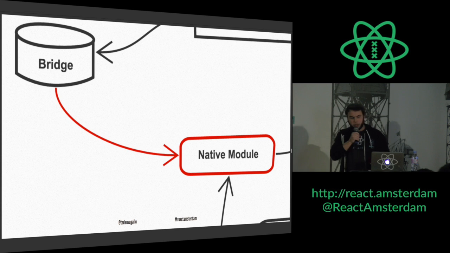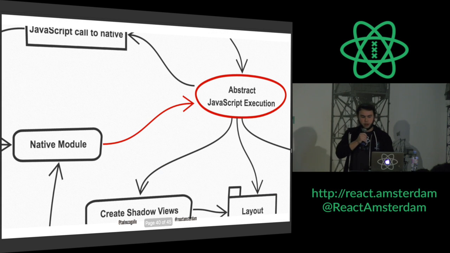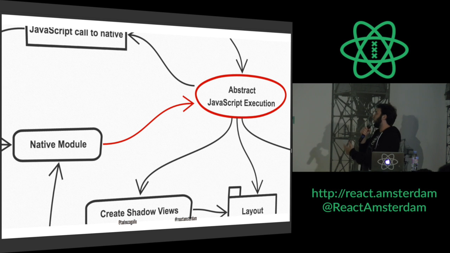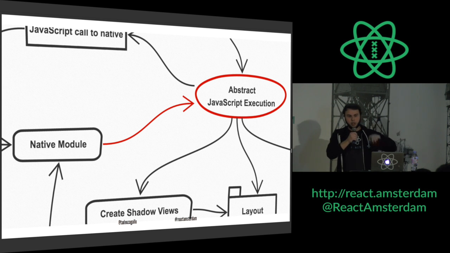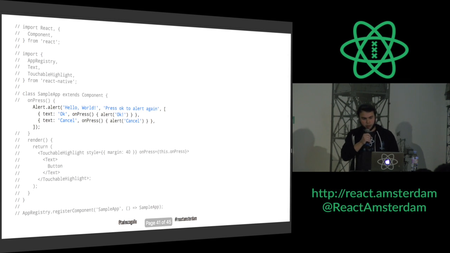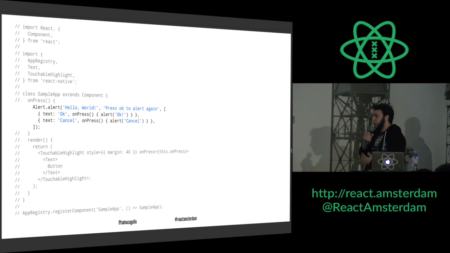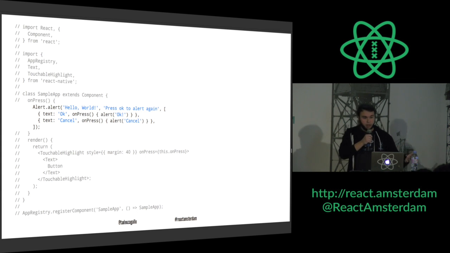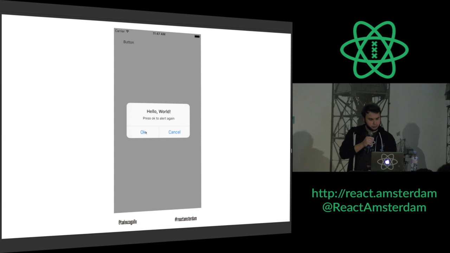So the native module here will be the alert manager that will show the alert, and it can call back to JavaScript or not. In this case, it doesn't. It just shows that alert, you click OK, and you're done. But if we go back to our example, we can add handlers to the alert. And if you click OK, it will just alert OK. And if you click cancel, it will just alert cancel, sorry.